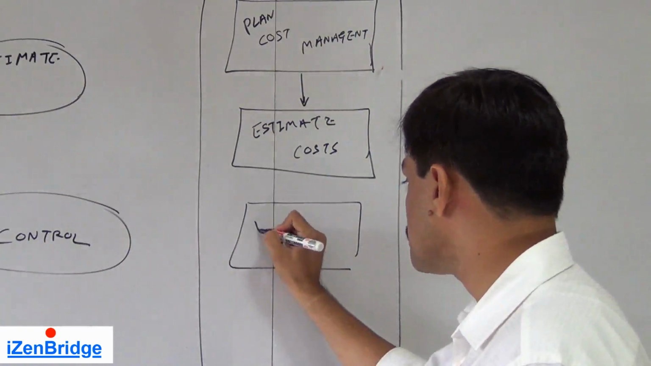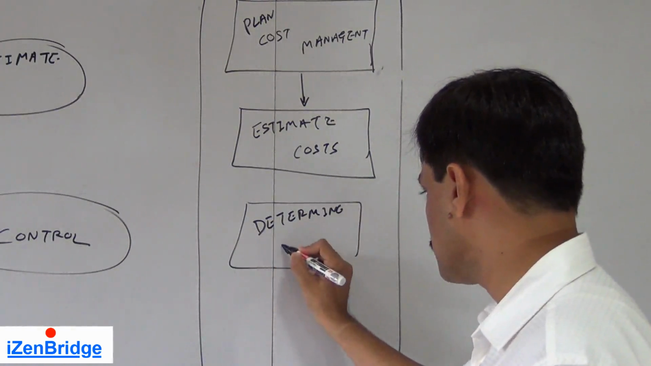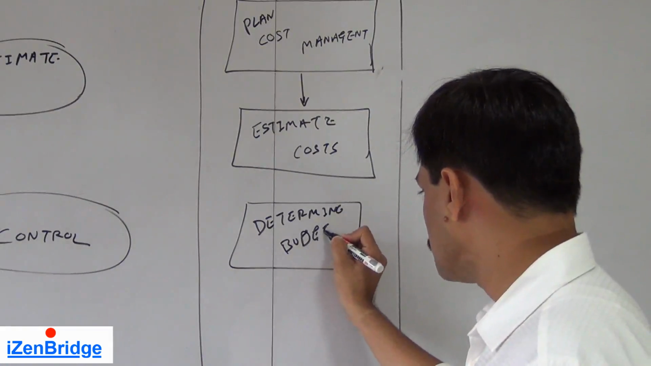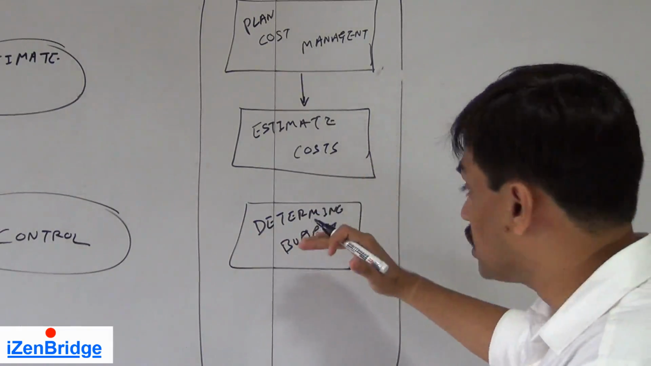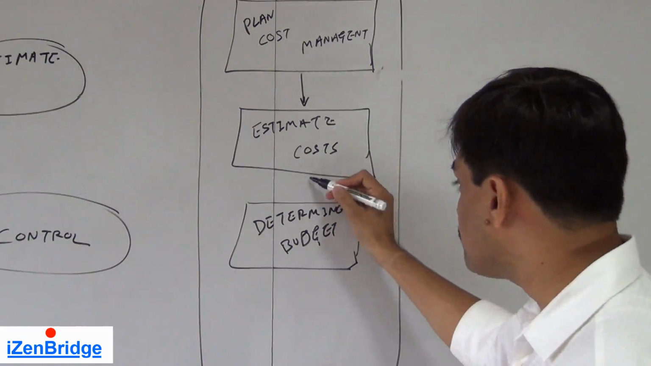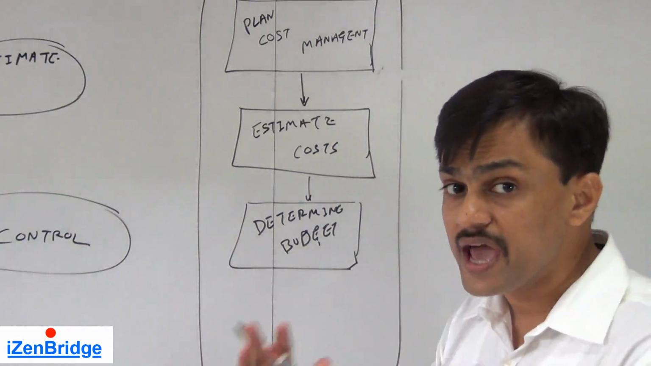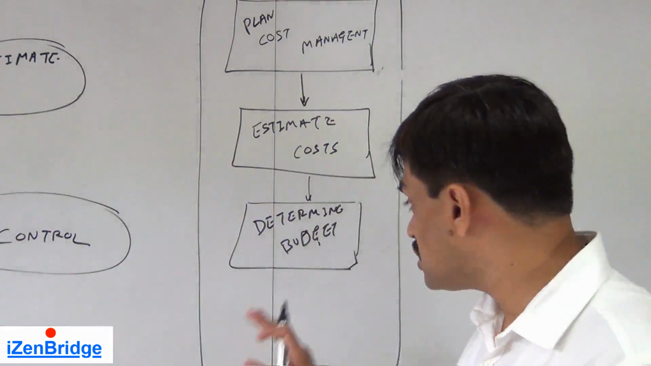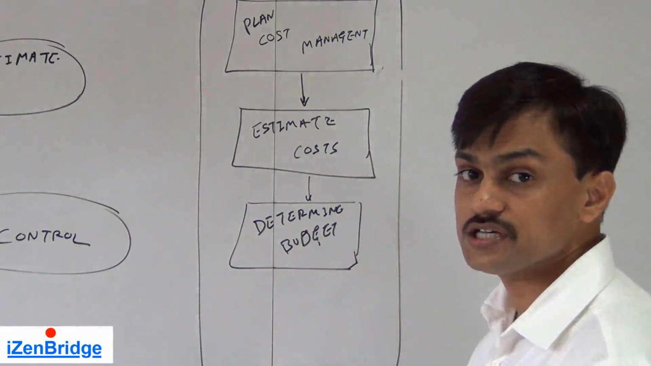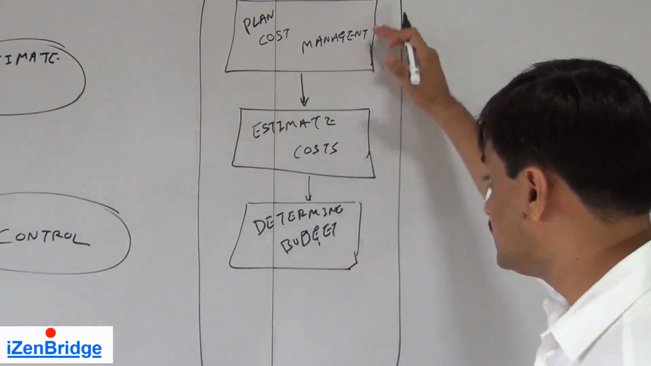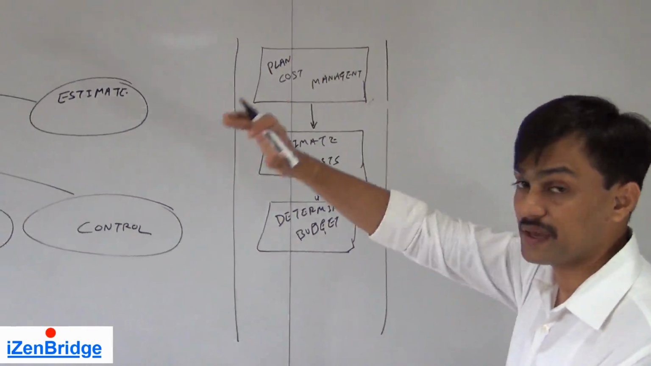Then we have determine budget. Determine budget is aggregating the estimation done, the output of estimate costs, and adding other factors like reserves and contingencies, and finally giving us a budget. So the previous process gives us estimates at the activity level, and this process gives us a project budget. These three processes complete the planning process group activity of project cost management.